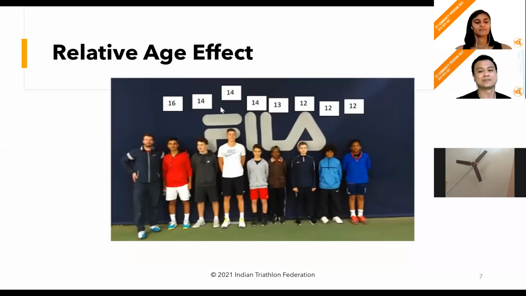Sorry, I'm very sorry. So this picture is very interesting, right? If it looks like a whole bunch of triathletes, but if you start seeing the little brackets with their ages, just look at the difference, right? Just between 14 and 13, 12. Can you spot one major difference for me? So which guy is the tallest one?